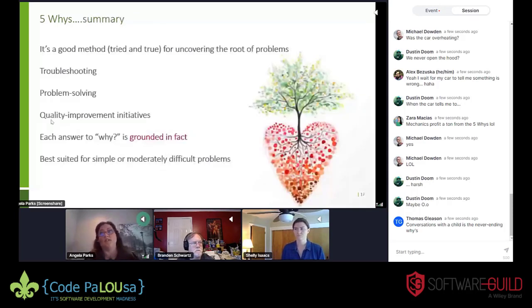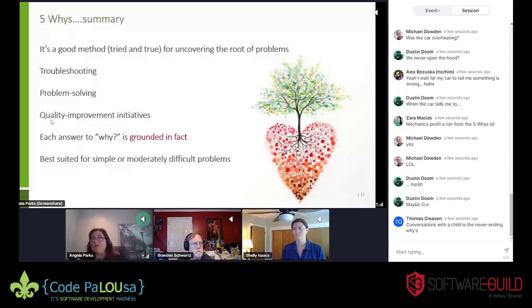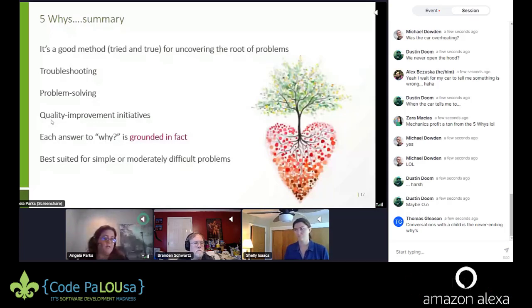In summary, I find that this method is a good method and it's tried and true. It came from some very intelligent, dedicated, ingenious people way back, who have been very successful in employing it to make a very successful corporation, and benefiting not only the factories that produce automobiles, but weavers and other kinds of factories. It's good for troubleshooting, problem solving, and quality improvement initiatives.